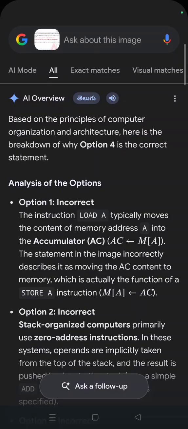Option 1 is incorrect. The instruction LOAD A typically moves the content of memory address A into the accumulator: AC gets M[A]. The statement incorrectly describes it as moving the AC content to memory, which is actually the function of a STORE A instruction: M[A] gets AC.